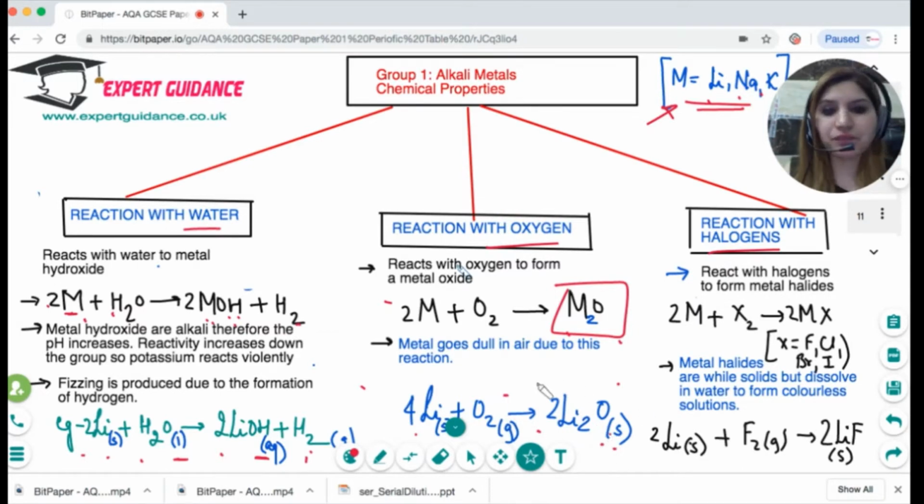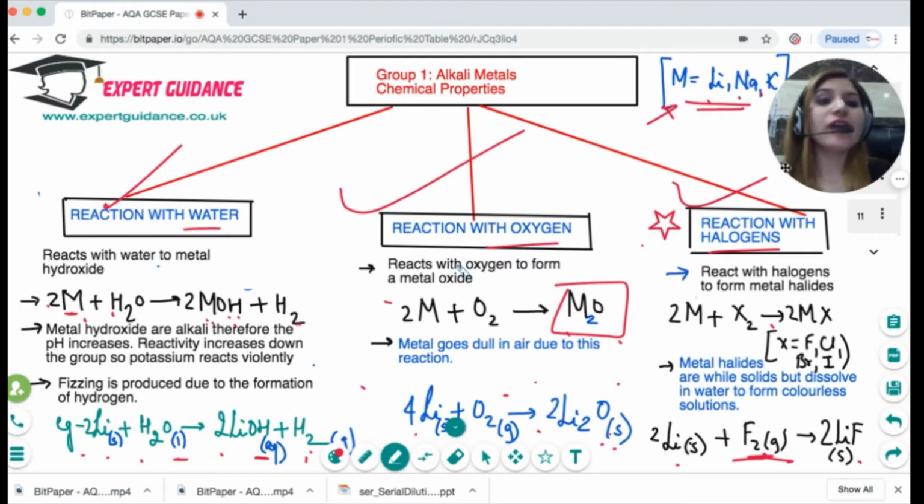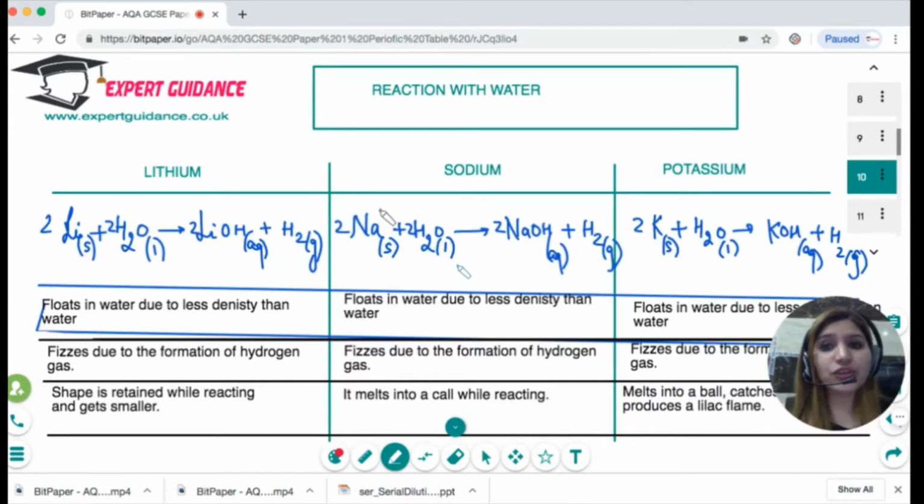Li2O, which is a solid. Okay, and when we react it with halogens, you get the metal halides. So like lithium with fluorine, remember halogens will be in the form of diatomic molecule, and it gives lithium fluoride, which is a solid. Okay, so these 3 reactions, very, very important. Make sure you remember them. Make sure you know how to write the equations along with the state symbols, and do not forget to balance the equation.